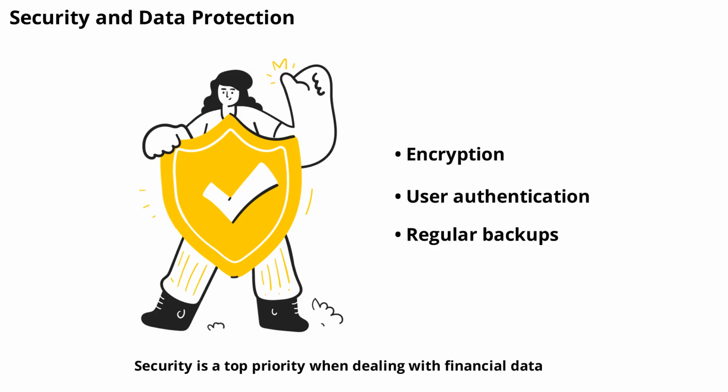Security is a top priority when dealing with financial data. Simple forecasting tools often include robust security features like encryption, user authentication, and regular backups. These measures protect your sensitive information and ensure your data is safe from unauthorized access or loss. Always choose software that prioritizes data protection.